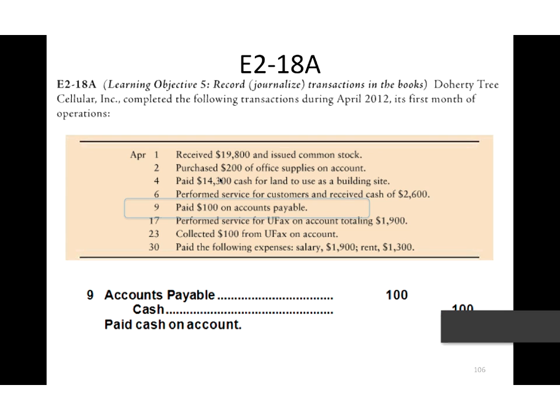Asset? Asset. You're good. Okay, asset. So debit, and we increase an asset by debiting it. So we're going to debit accounts receivable for $1,900.